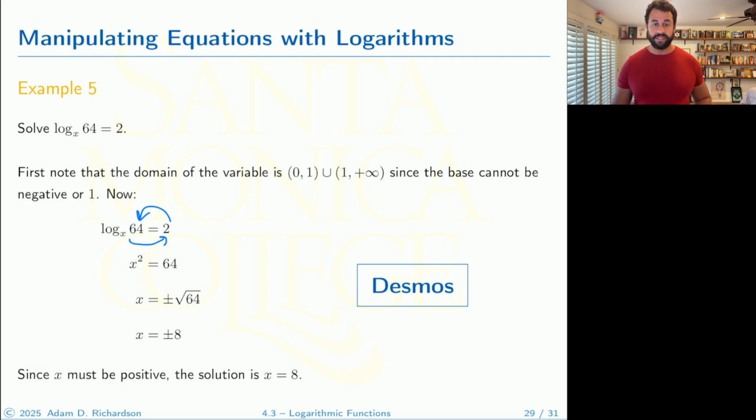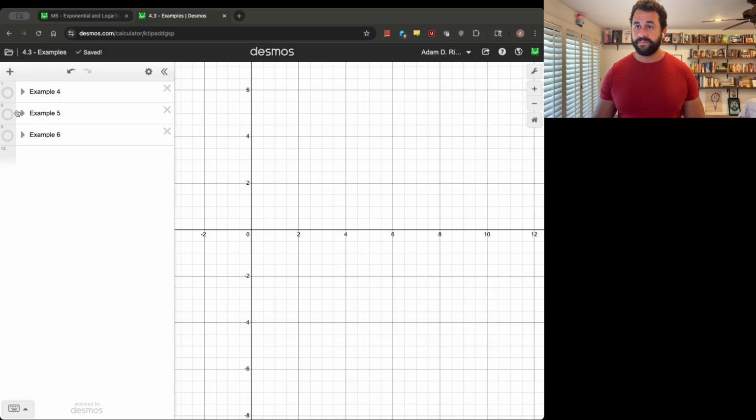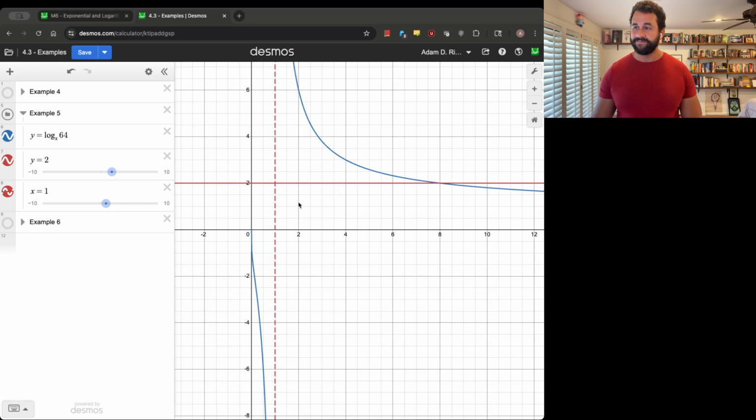Let's see what it looks like on Desmos. Pull it up right here. All right, so this is the example we just did. Oh wait, sorry, this should say example 5. Let me fix that now before I forget. That should say 5, and this one should say 6. Okay, example 5: y equals log base x of 64, y equals 2, and this is what it looks like. In blue here, this graph is the function log base x of 64. So that blue curve here, and there's this other piece of it right here.